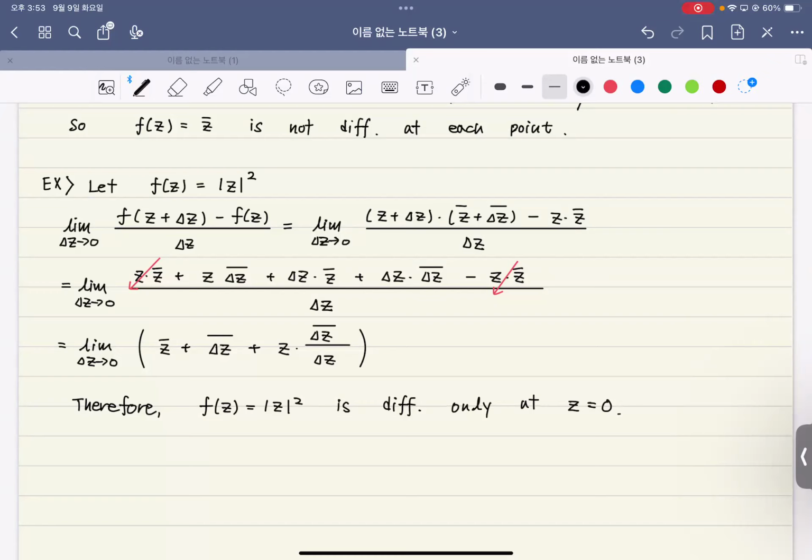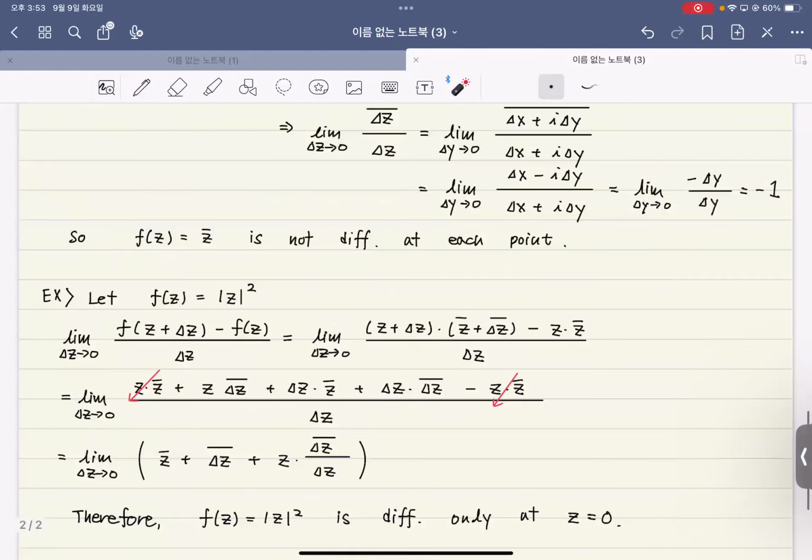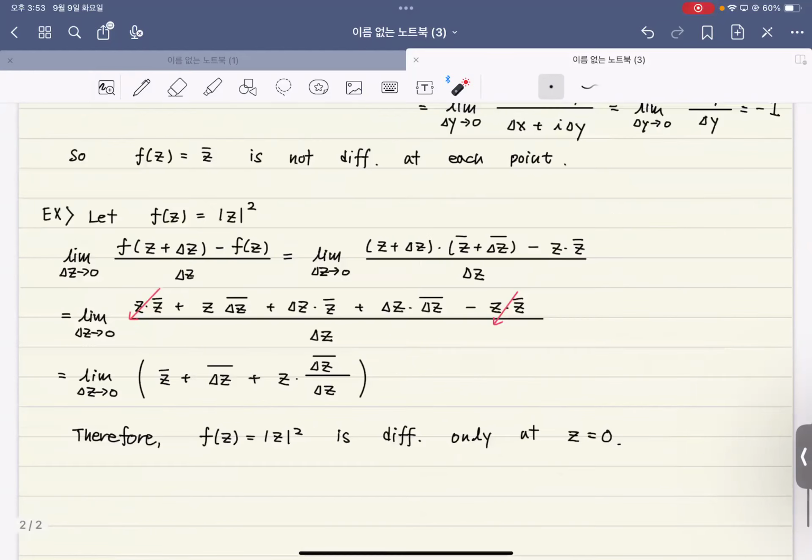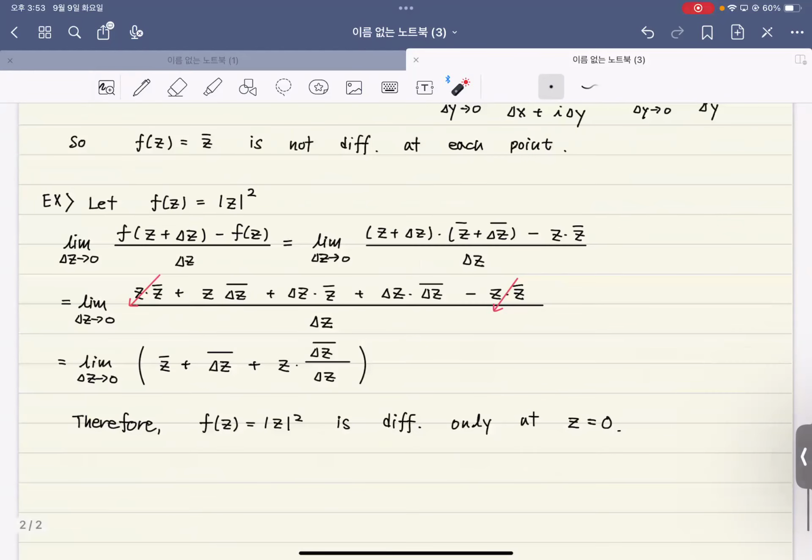So complex differentiability is a far stricter condition than just real differentiability. As you can see from these two examples, in terms of multivariable real calculus, this guy and this guy, this is just x squared plus y squared, right? These two functions are completely okay in terms of real multivariable calculus, but in complex analysis these two guys should be considered non-differentiable functions, mainly because of the appearance of the complex conjugate.